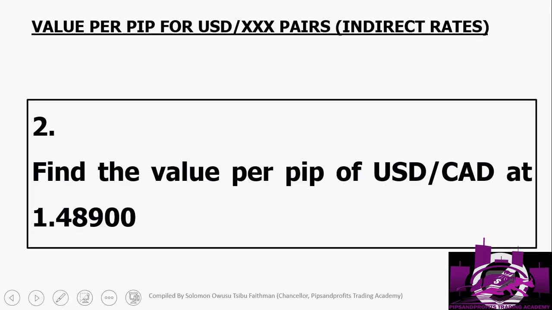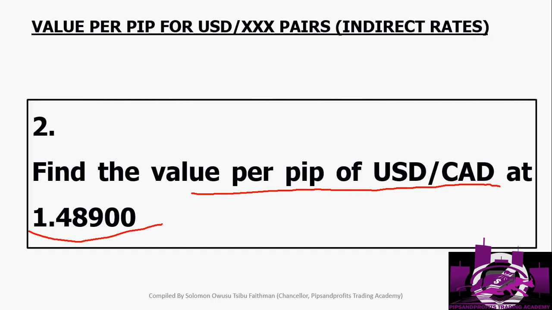Let's take this as an example. I want you to do this example for me. USD CAD. What is the value per pip of USD CAD at this particular price point? I want you to do the calculation quickly. Take your calculators and do it for me. What will be the answer?